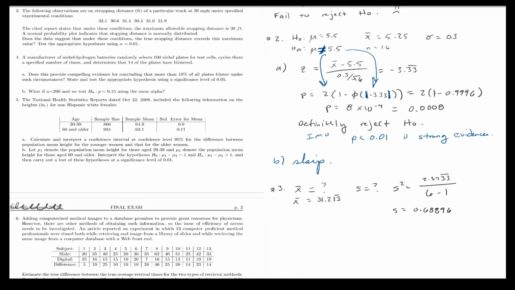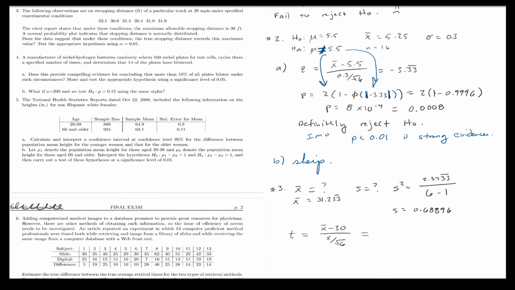0.68896, and that is rounded, but the next digit was 0, so it's pretty close. So I've got my sample standard deviation from our calculation, and I've got the average, so now we can get our t statistic. So our test statistic t in this case: t is going to equal x bar minus 30 over s over square root of 6.